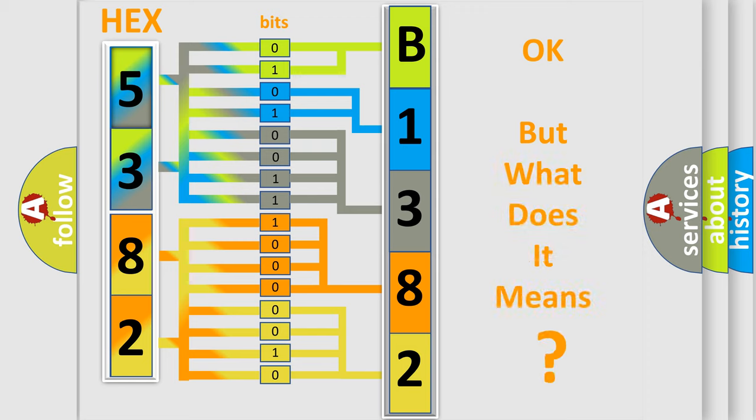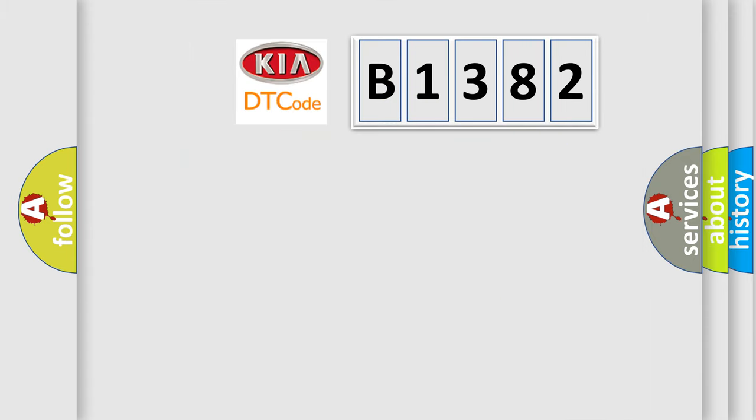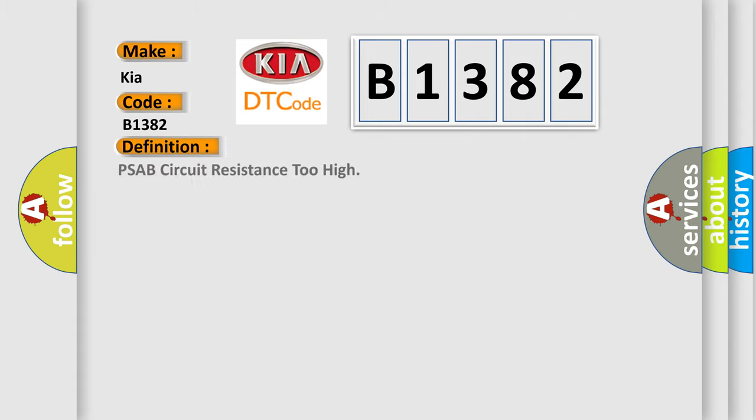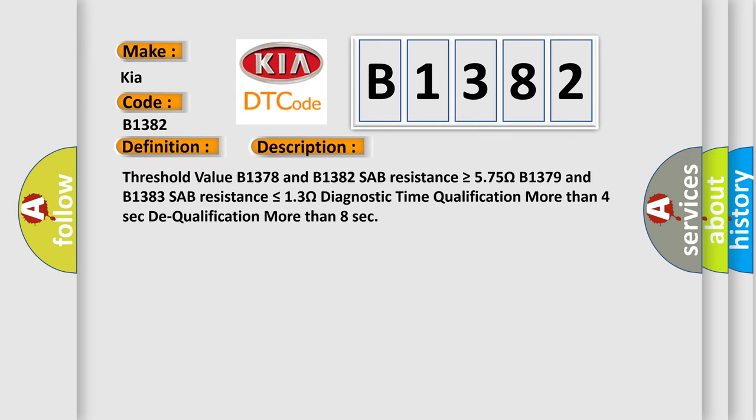The number itself does not make sense to us if we cannot assign information about what it actually expresses. So, what does the Diagnostic Trouble Code B1382 interpret specifically for Kia car manufacturers? The basic definition is PSAB circuit resistance too high. And now this is a short description of this DTC code.